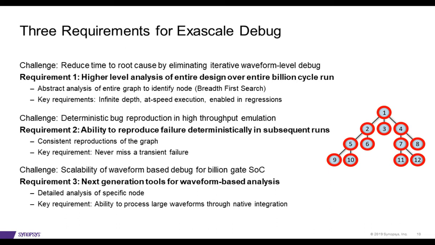The second challenge that we laid out is that we need to have a solution for deterministic bug reproduction when we are operating in high throughput emulation. So here the key requirement is that we need to find a solution that can reproduce the failure deterministically in every subsequent run. And the requirement again is that we don't ever want to miss a transient failure, which may be a bug because of the specific timing of the test bench.